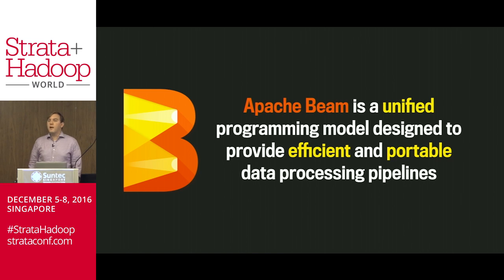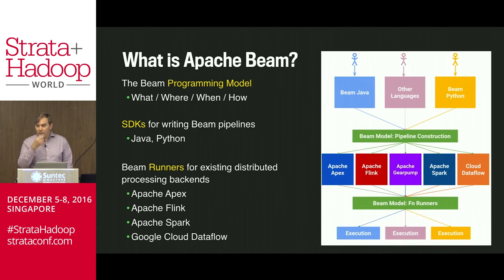If you don't remember anything else from this talk, I think it's important that you take away that Apache Beam is three things. It's a unified programming model designed to provide efficient and portable data processing pipelines. That's kind of a mouthful. It's a tagline. But what does that mean in practice?